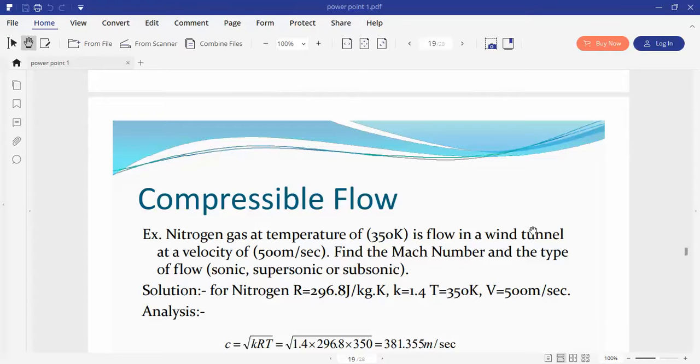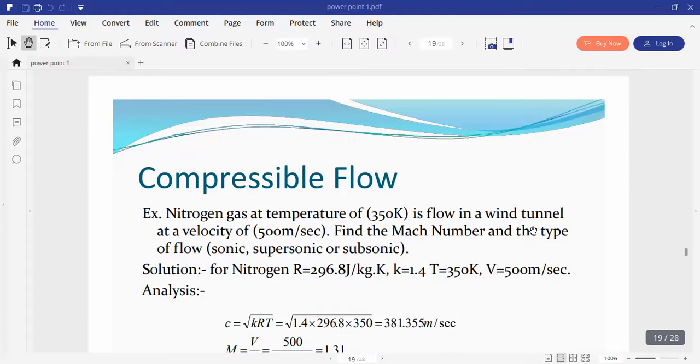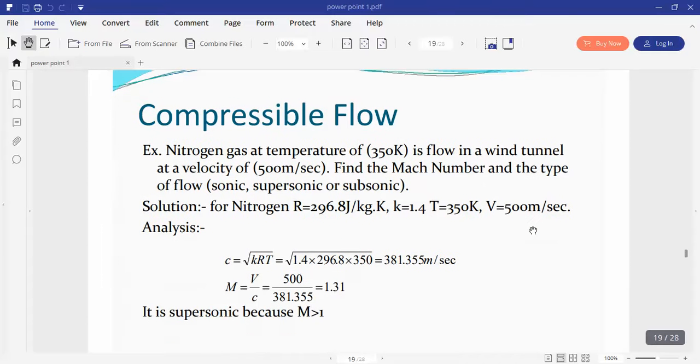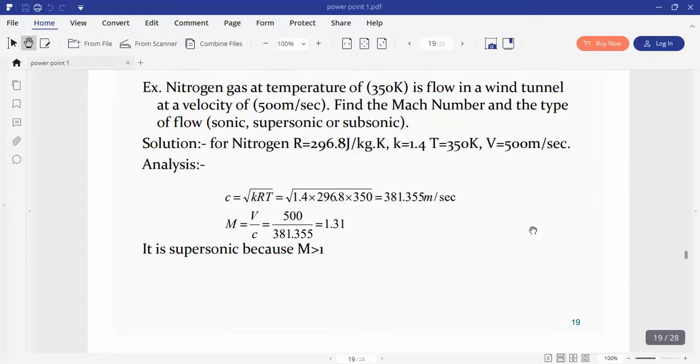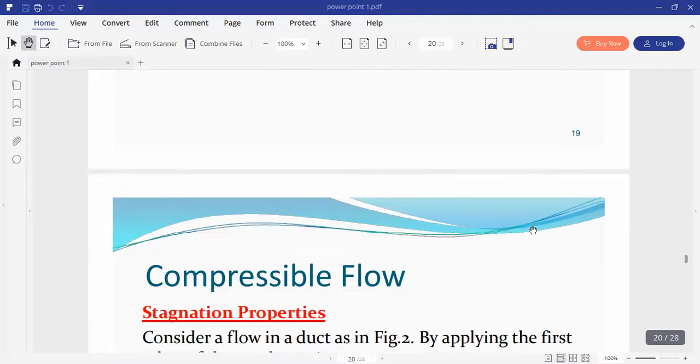For nitrogen, R is 296.8 joule per kilogram Kelvin, and K equals 1.4, T equals 350 Kelvin, V is 500 meters per second. Analysis. C equals the square root of KRT, which equals 1.4 times 296.8 times 350, and it equals 381.355 meters per second. M equals V by C, 500 by 381 equals 1.31. It is supersonic flow because M is greater than 1.